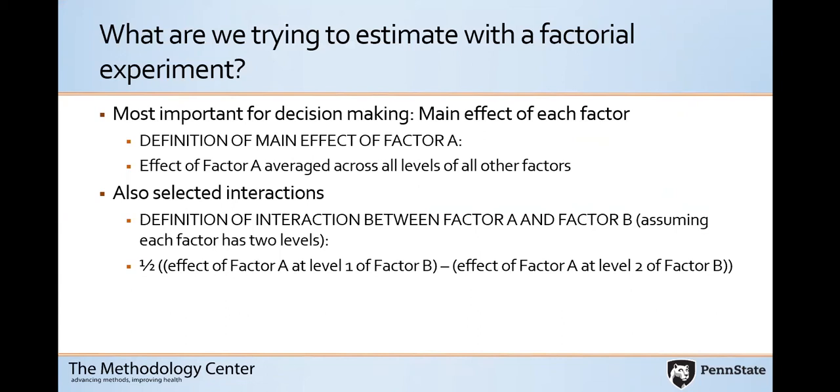You also are interested in estimating interactions in a factorial experiment. Now, the way to think of interactions is like this. Think of an interaction between two factors, factor A and factor B. If the effect of factor A is the same no matter which level of factor B you're looking at, factor A and factor B do not interact. If the effect of factor A is different depending on which level of factor B you're looking at, then factor A and factor B do interact.